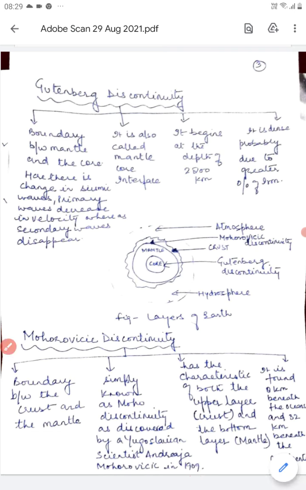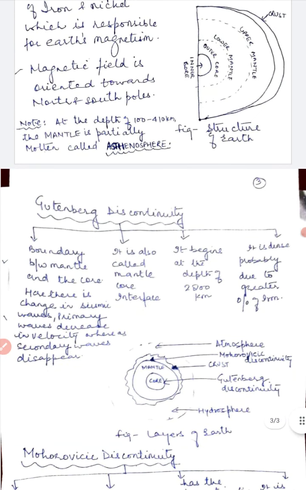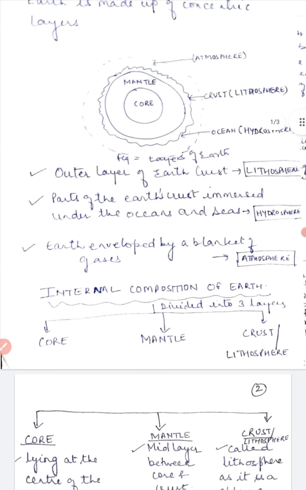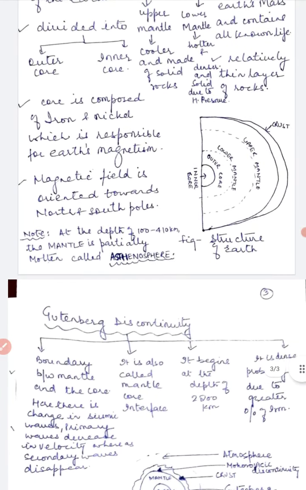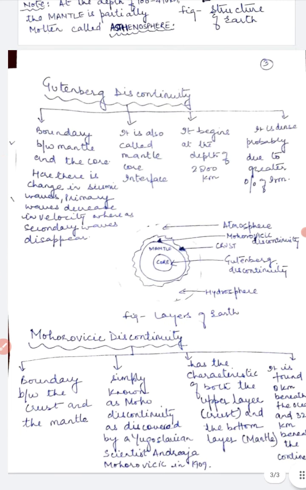So today we learn what is the earth structure, what are the layers that are there in the earth structure, then the two most important concepts, Gutenberg discontinuity and Moho discontinuity. I'll come up with the next video in which I'll be talking on rocks.